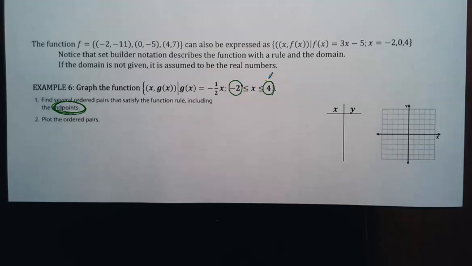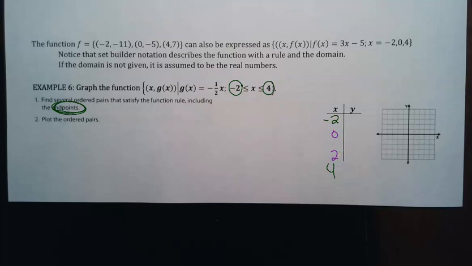And then step 2, you're going to plot those. So let's go with 4. Let's pick -2, and we have to do 4. Those are our endpoints. And then we can pick 2 other numbers. So let's do 0 and 2. That way we split them all up.